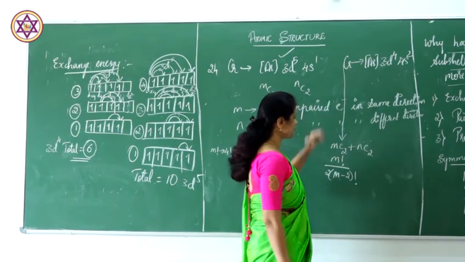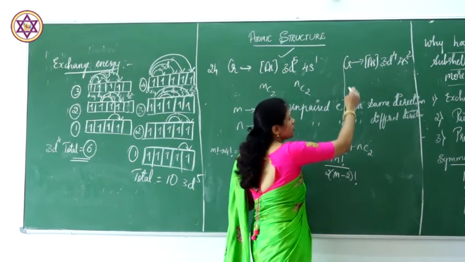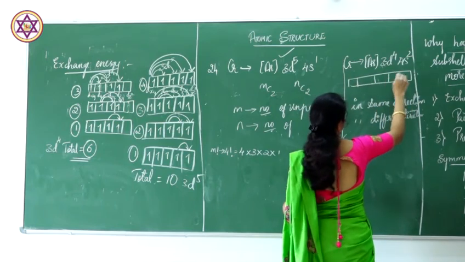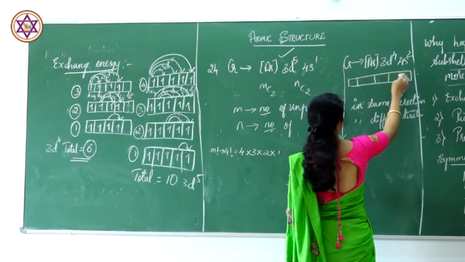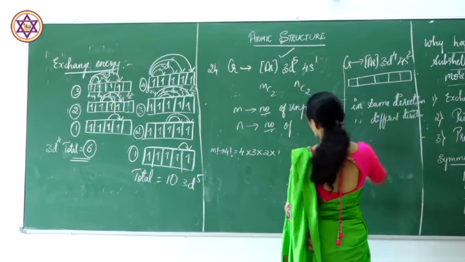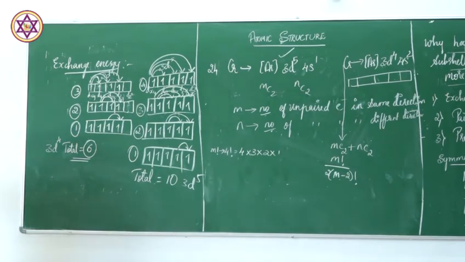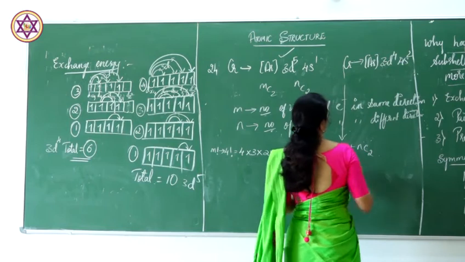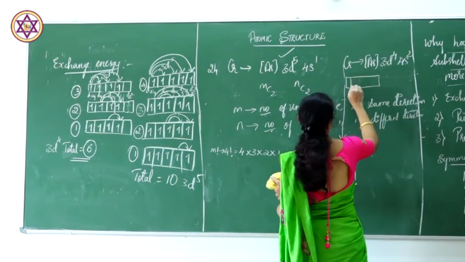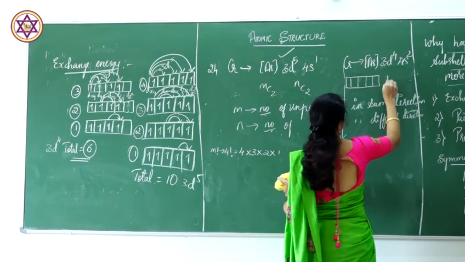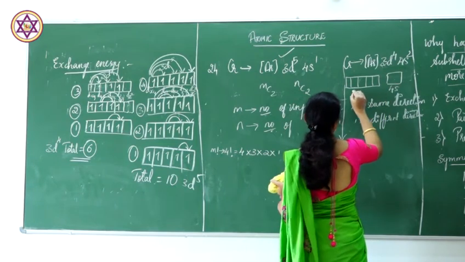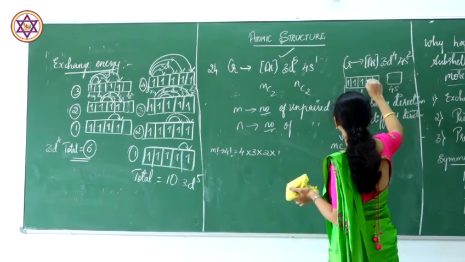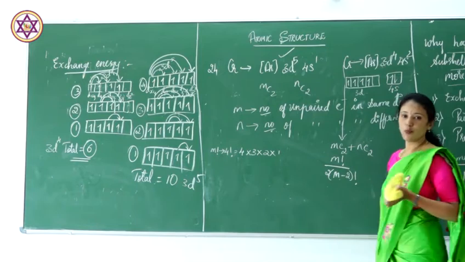So coming to chromium, first, in the d subshell, how many degenerate orbitals are there? 5: 1, 2, 3, 4, 5. I will take 5 degenerate orbitals and 4s here. This is 4s, this is 3d. How many electrons are in d? 1, 2, 3, 4. In s there are 2, that is in opposite spins.